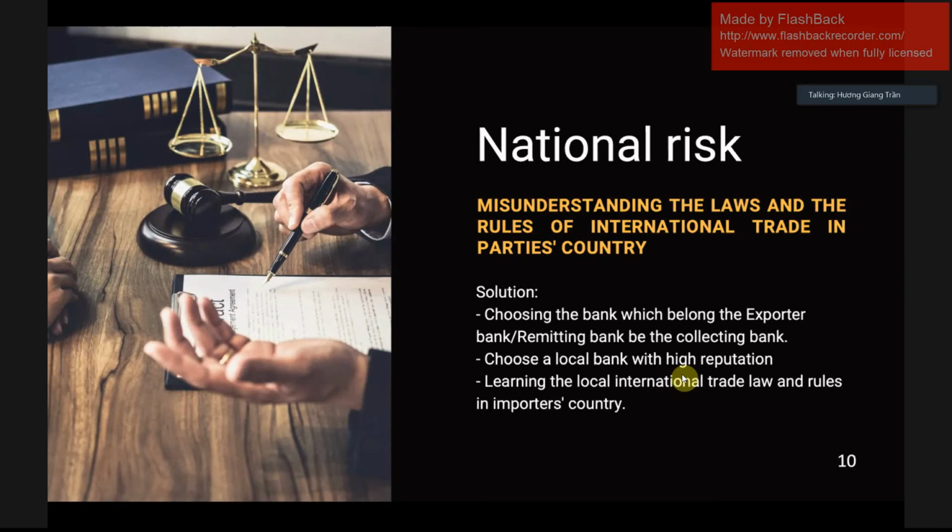So to handle this problem, the exporter should choose a bank that belongs to the remitting bank's network to be the collecting bank. And next, exporters should choose a local bank with a high reputation that knows the local international trade law and rules in the importer's country.